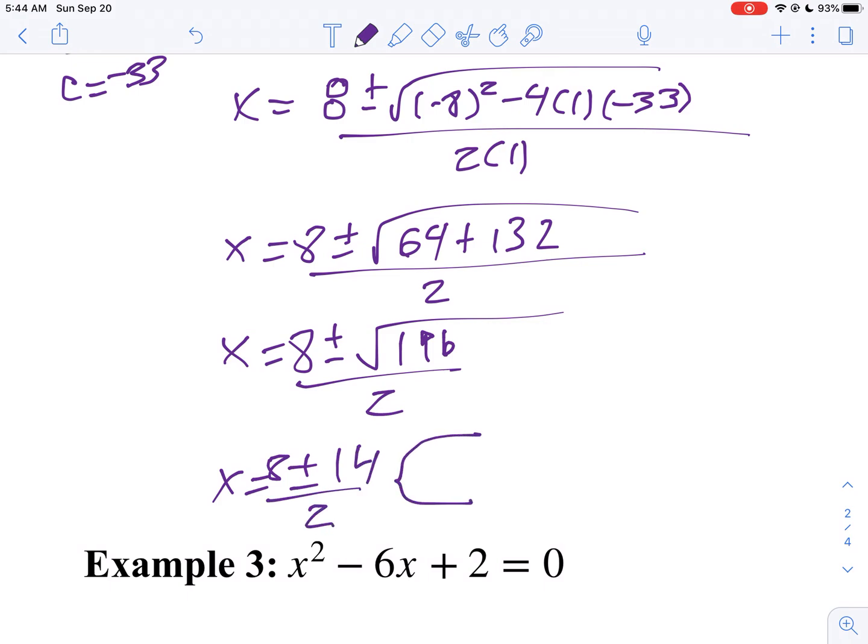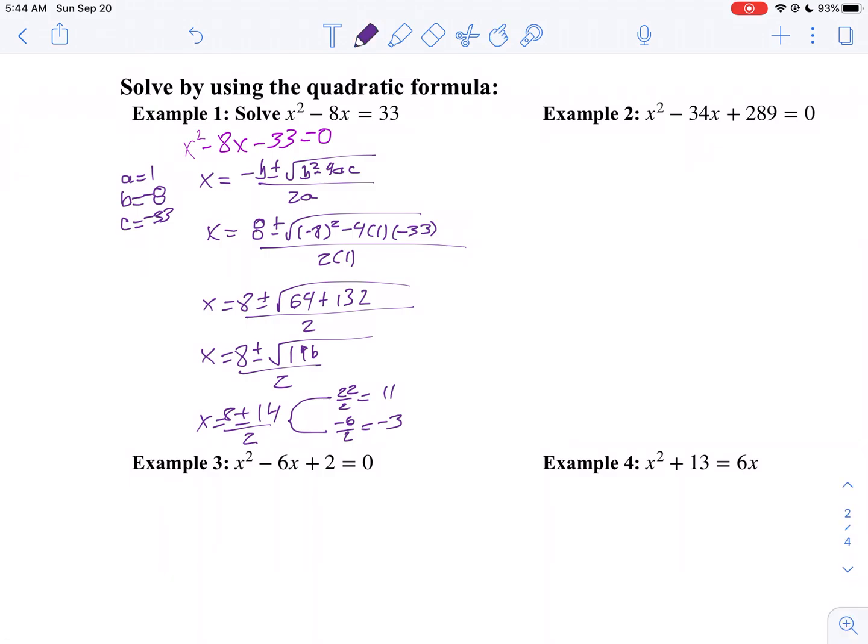Well, let's do that. 8 plus 14 is 22 over 2, which is 11. 8 minus 14 is negative 6 over 2, which is negative 3. So x equals 11 or x equals negative 3. Notice when I get nice whole numbers like that, that tells me I probably could have just factored this and found the answer.